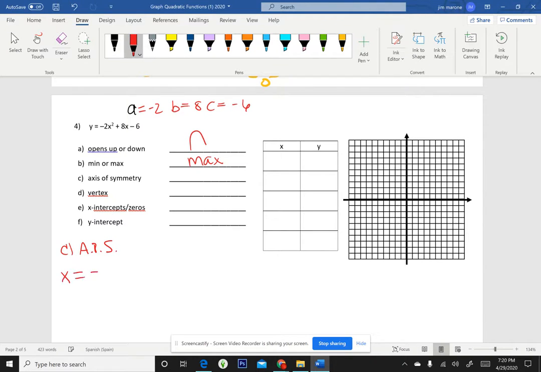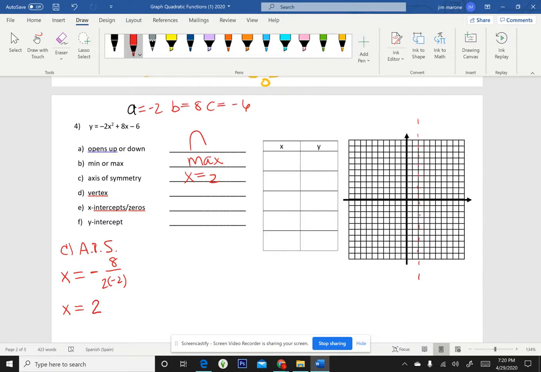So x is equal to -b, which is 8, over 2a, which is -2. So -8 divided by -4 is +2. So my axis of symmetry is x equals 2. So I can go to 2 on my axis of symmetry.